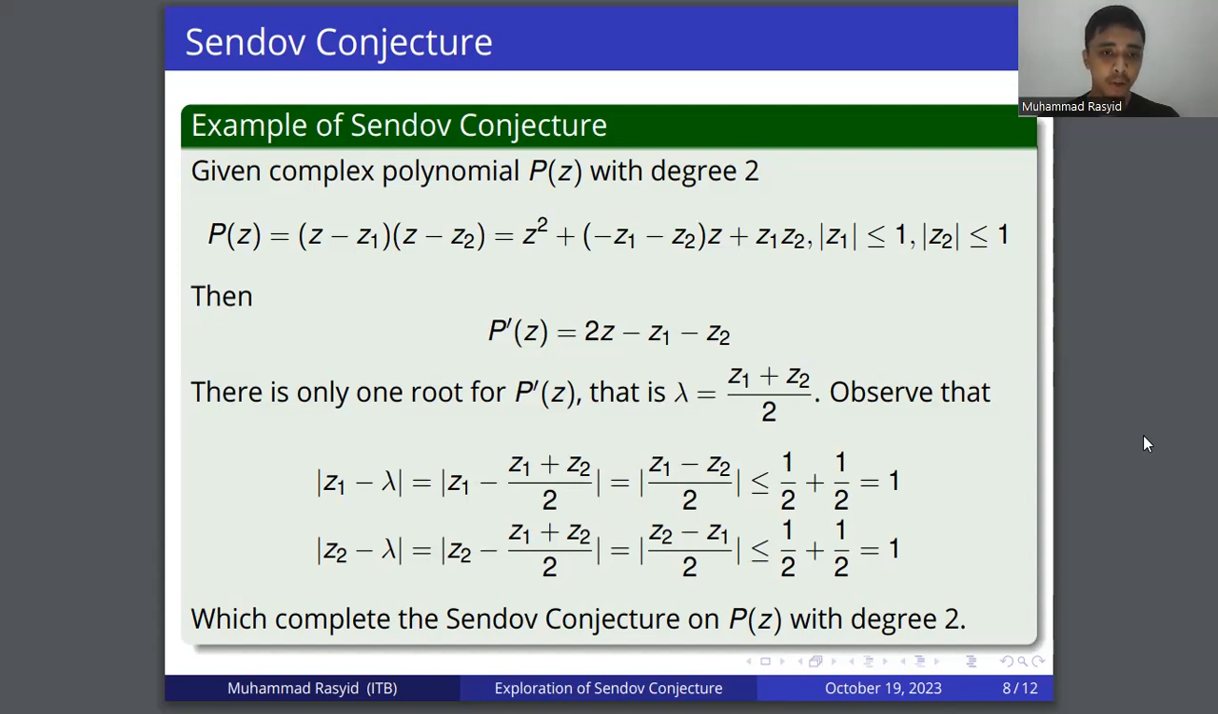Observe that modulus z1 minus lambda, or the distance between z1 and lambda, is equal or less than 1. We can show it using normal calculation and the triangle inequality. Then we find that modulus z1 minus lambda is equal or less than 1. We can also do that for z2 minus lambda, or the distance between z2 and lambda, which completes our Sendov conjecture for P of z with degree 2.